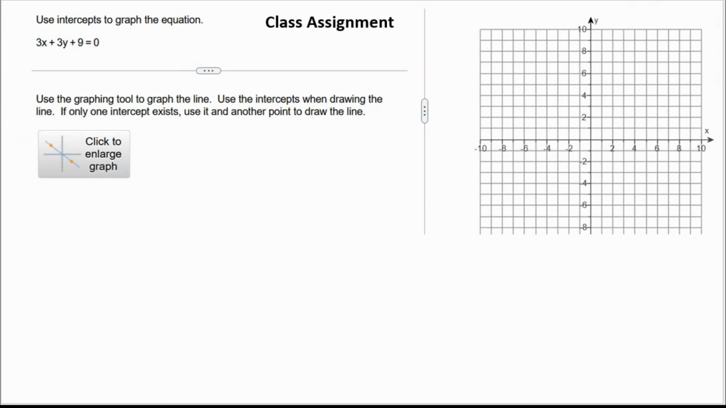Okay, why don't you do this one? Work that one. Let's see what you get. Can you see that? It's 3x plus 3y plus 9 is equal to 0.